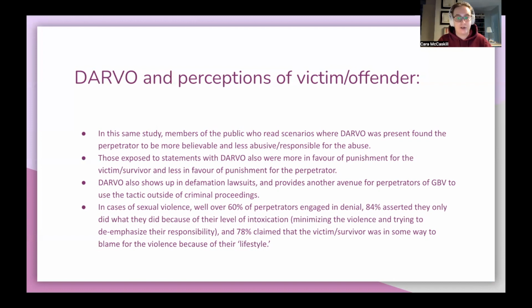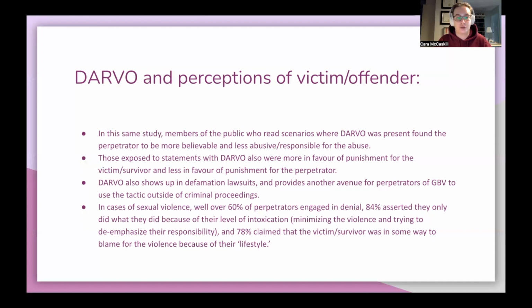Those participants of this same study who were exposed to statements with DARVO were also more in favor of punishing the victim or survivor and less in favor of punishing the perpetrator. So that is a really alarming finding, because not only does it affect the perceptions of the victim and survivor and offender, but it also impacts the punishment that the perpetrator gets, in fact, if they get punishment at all, and actually can work towards punishing the victim or survivor for the abuse that they experienced, which is, of course, not at all what we want.